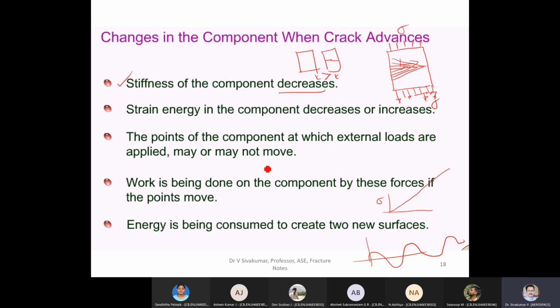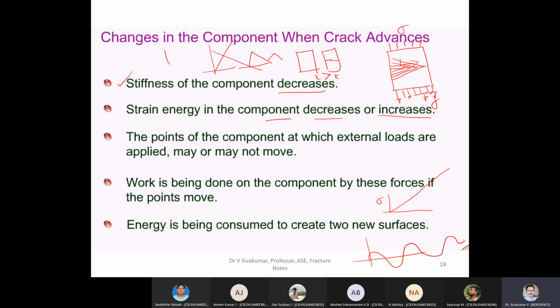Then what will happen? Does the strain energy in the component decrease or increase? This is very important. It is an important observation. Normally we would think the strain energy should either increase or decrease. But here the strain energy is increasing, decreasing, increasing, decreasing. We will see why it is happening. All things we will see, the reason for this particular phenomenon.